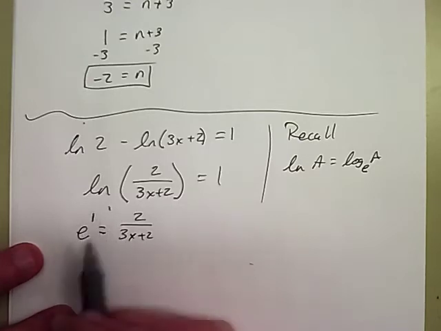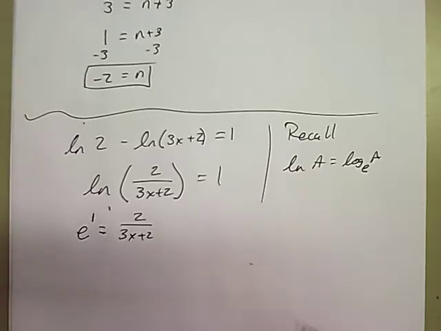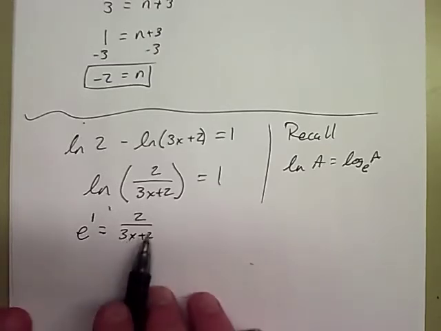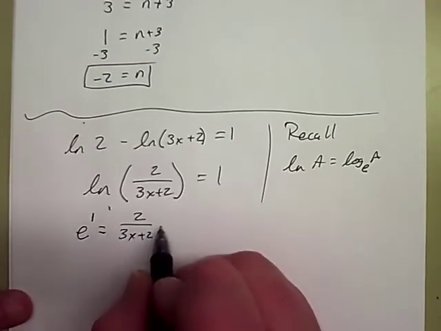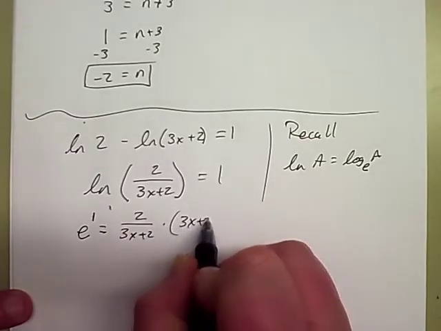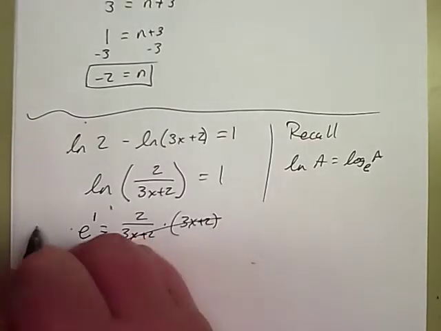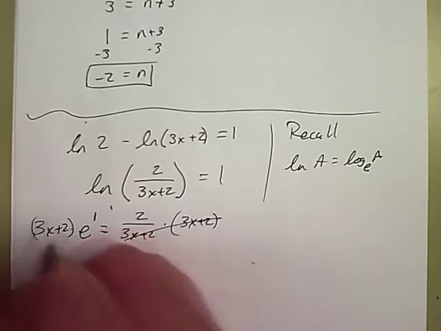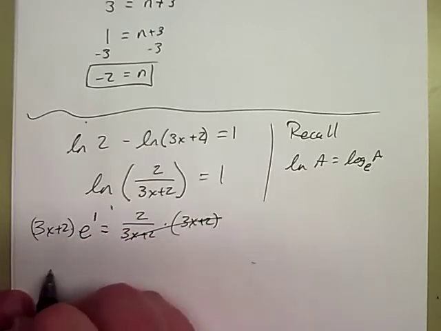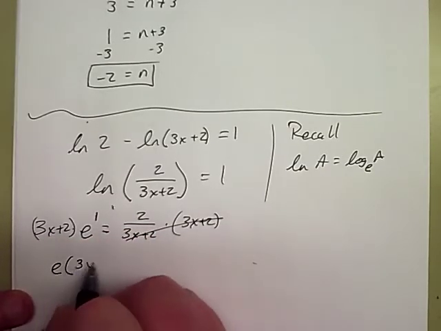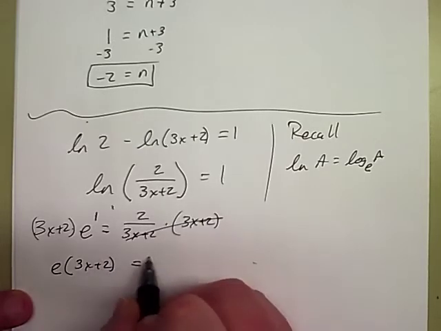Now, e is just a number, so we're going to treat it just like a number. Although I'm not going to write it out as 2.7 something or other, I'm going to treat it like a number. So I'm going to get rid of this fraction over here, and I'm going to multiply both sides by 3x plus 2. And now I get e times 3x plus 2 equals 2.